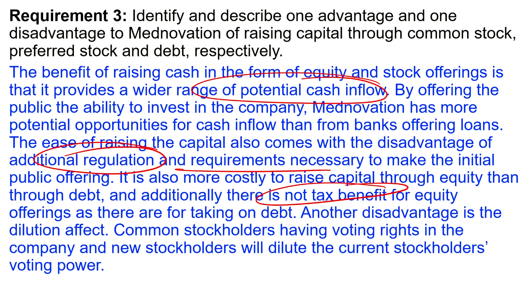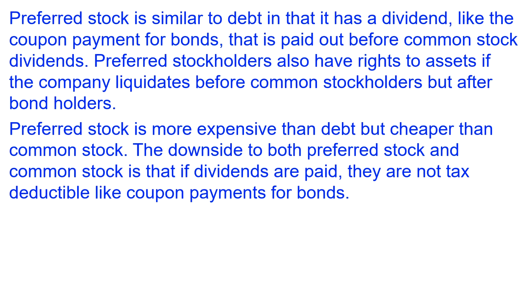So that's common stock. Preferred stock is similar to debt in that it has a dividend, like the coupon payment for bonds, that is paid out before common stock dividends. Preferred stockholders also have rights to assets if the company liquidates before common stockholders but after bondholders. Preferred stock is more expensive than debt but cheaper than common stock. The downside to both preferred stock and common stock is that if dividends are paid, they are not tax deductible like coupon payments for bonds.